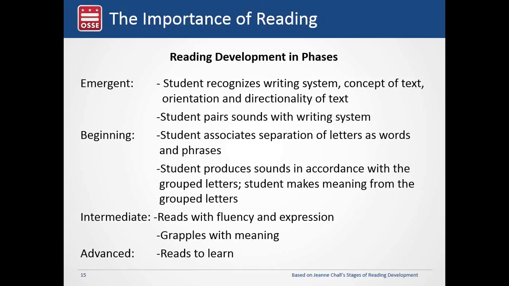So it goes from recognizing a writing system, those pre-literacy, emergent skills, to being able to separate letters into something called words, and words into phrases. And at the intermediate level, a student begins to read with fluency and expression, although the meaning might still be a challenge. And at the advanced level, a reader is reading to learn. So comprehension is less of a challenge.